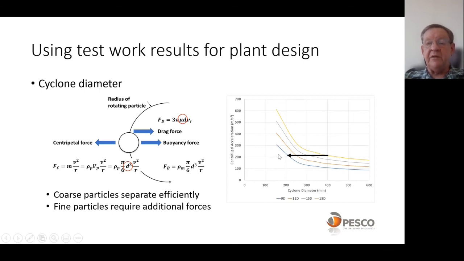And remembering in our pilot plant environment, we're operating in this region, those size cyclones at those heads. If you've got coarse particles, it's not a problem, because as I said, the coarse particles separate efficiently. But if your lithium is very finely liberated, you've got to be careful about how big you go with your cyclone.